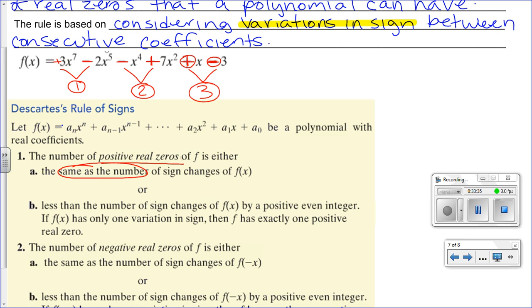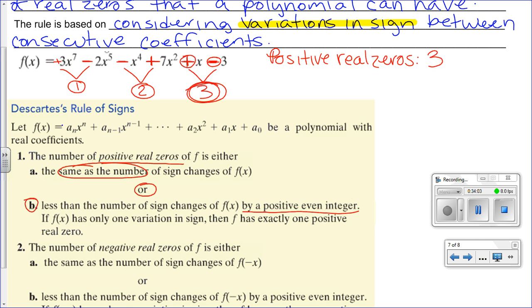So for our example, positive real zeros, we could have 3 because we had 3 sign changes. Now there is an or, so we need to look at statement B, and so that will be or less than the number of sign changes by a positive even integer.